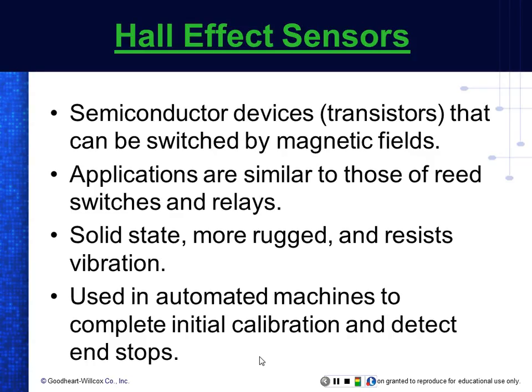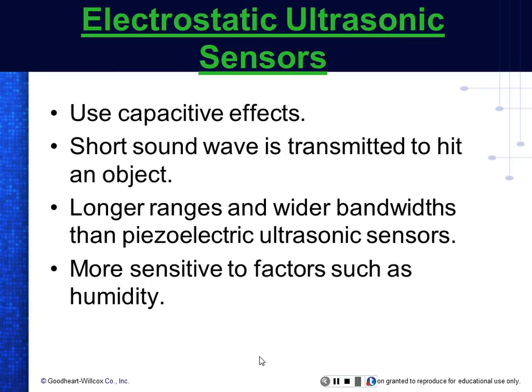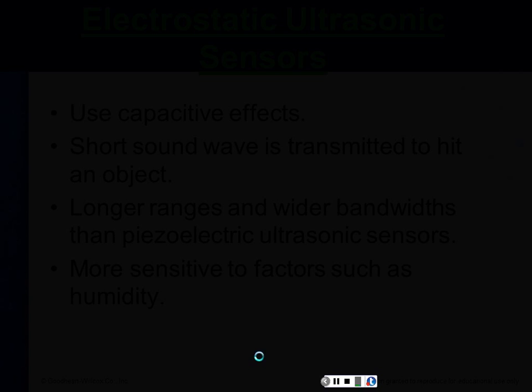We have Hall effect sensors. I'm not going into all this, but these are used a lot in automated machines. They are used to complete the initial calibration and to detect the end stops. Other than that, I'm not really going to go into a lot. Ultrasonic sensors are hearing. It is the time required for the signal to move and come back.